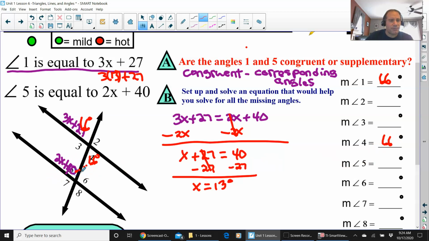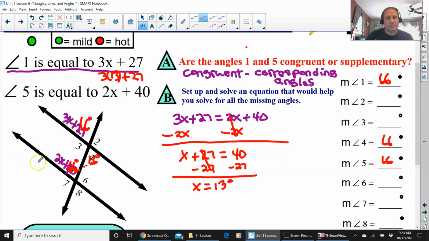What's the relationship between 4 and 5? They're across from each other on the inside. They are alternate interior angles. They are equal to each other. This one is 66 degrees as well. So angle 5 is 66 degrees.